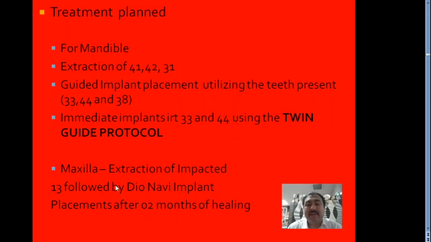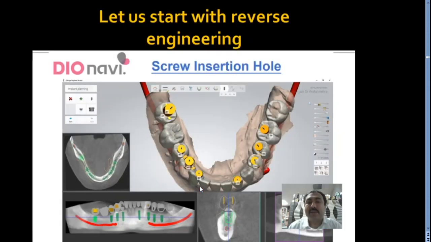For the maxilla, we first had to undergo extraction of impacted 1 3, and in this case, we deferred the implant placement for the maxilla for the next 2 months. We waited for the bone to heal. So let us start with reverse engineering. This is in front of you. The mandible digital occlusion was planned. 8 implants were planned in strategic positions from 4 7 to 3 6.